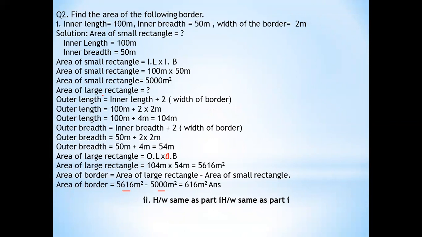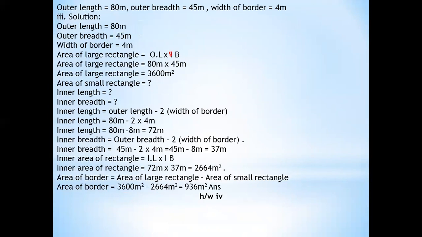Dear students, it is the same pattern as in part number 1; you have to do part number 2 the same way. We have to find the area of the small rectangle first, then the outer length, the outer breadth, the outer rectangle, and similarly the area of the border. This is the same pattern as part number 1. So you will do part number 2 as homework.